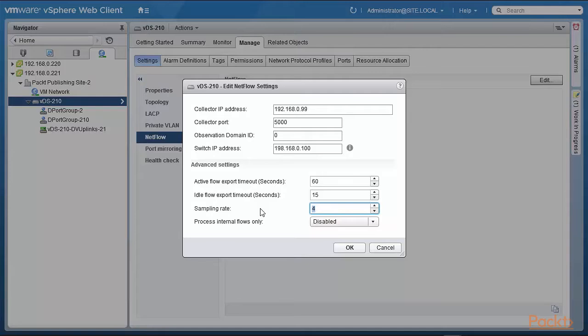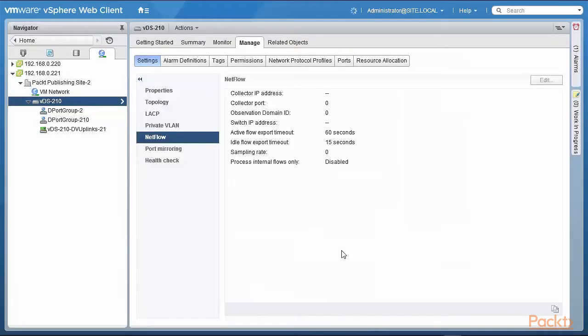Of course, you understand that if you sample very infrequently you may not get as precise information as you want, but usually something of the order of 1:4 or 1:5 does the trick. Internal flows are basically flows within the vSphere distributed switch itself, so between virtual machines. Usually we don't want to do that. We want to enable the external flows as well. And then we basically click enter, and it'll refresh in a few seconds.